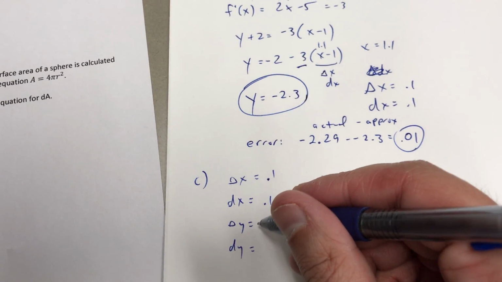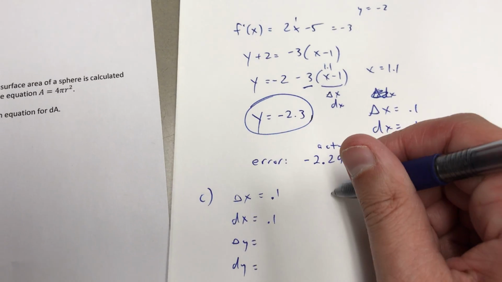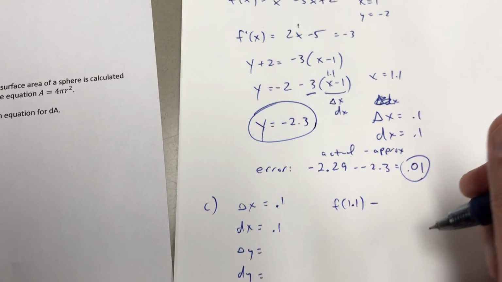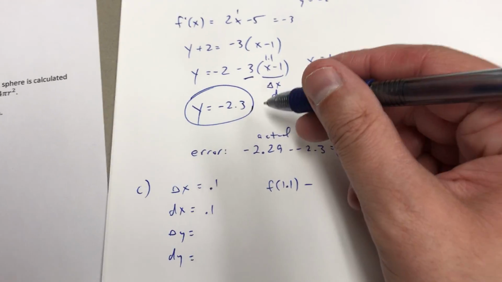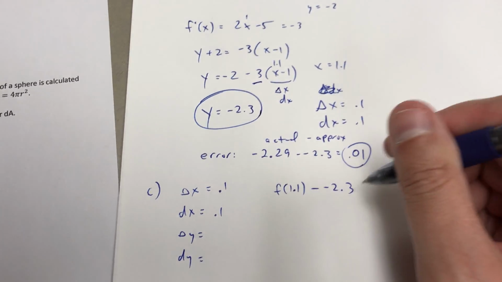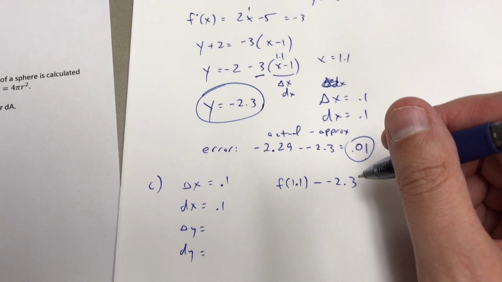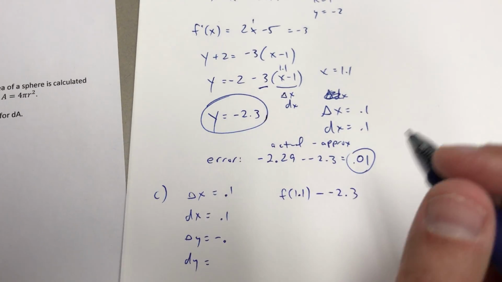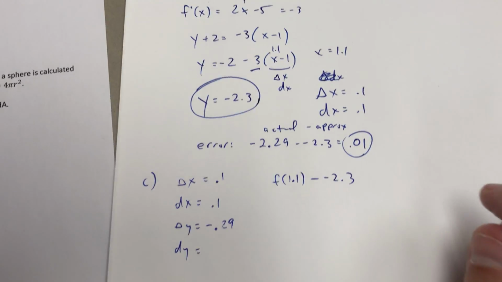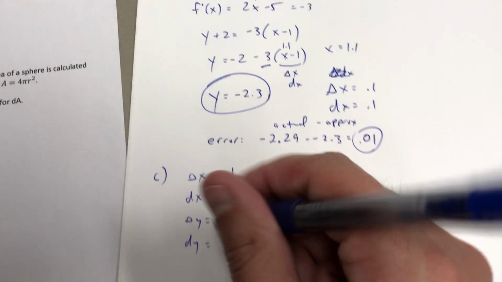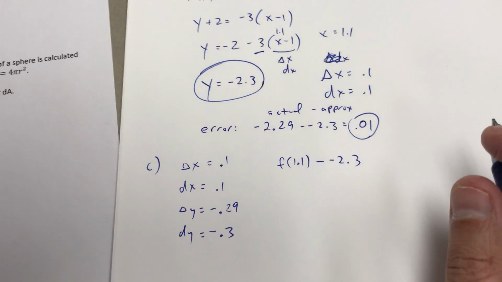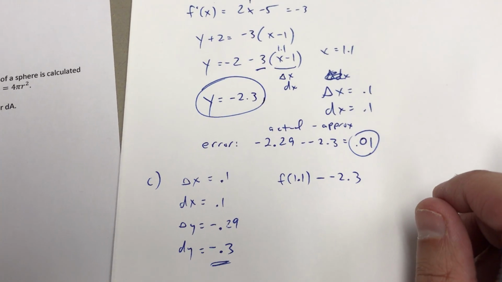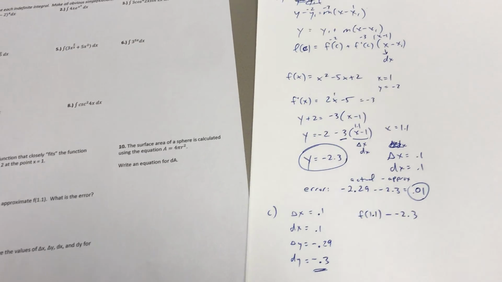Remember, delta y is the change in the actual function, so that is the actual f of 1.1 minus the estimated f of 1.1, which in this case is negative 2.3. And anyway, I believe the actual change in y was negative 0.29, I think, and the estimated decrease was negative 0.3, and that's your dy, that's your change in y on the linear line. So anyway, that's what was going on in number 9.